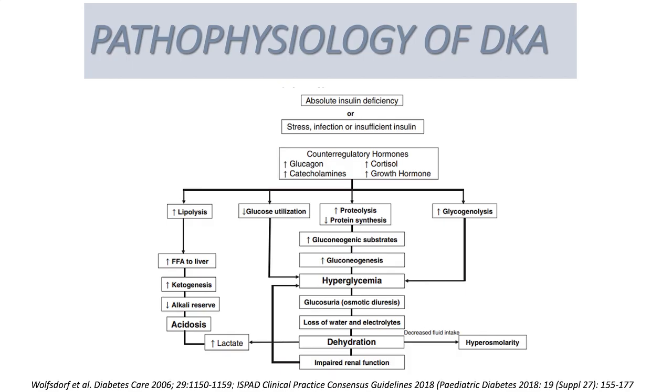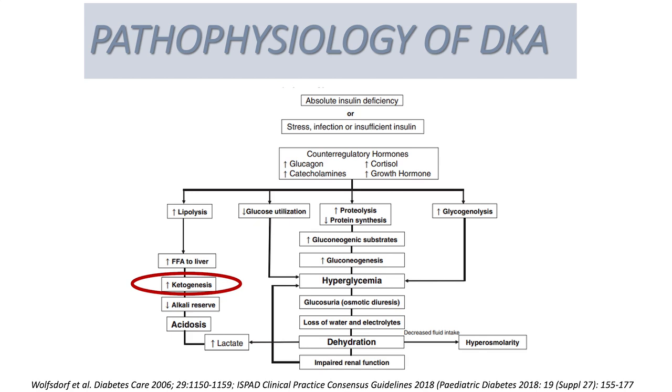What is the pathophysiology of DKA? I'll go fast through this diagram. You've got absolute insulin deficiency, or insufficient insulin during stress or infection in diabetic patients. There is a rise of counter-regulatory hormones such as cortisol or growth hormone that leads to increased lipolysis. Free fatty acid levels increase in the liver, and ketogenesis is also increased, leading to acidosis, as was mentioned earlier.